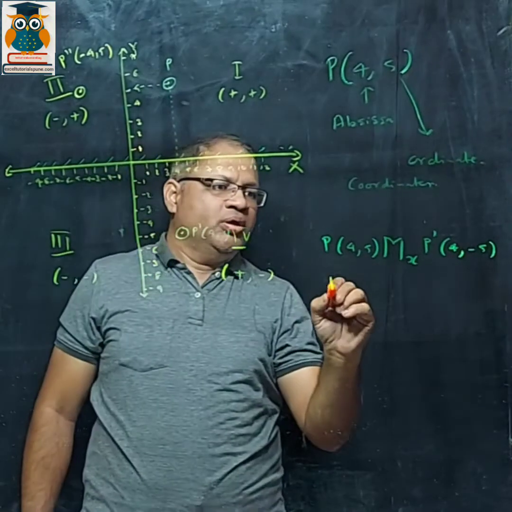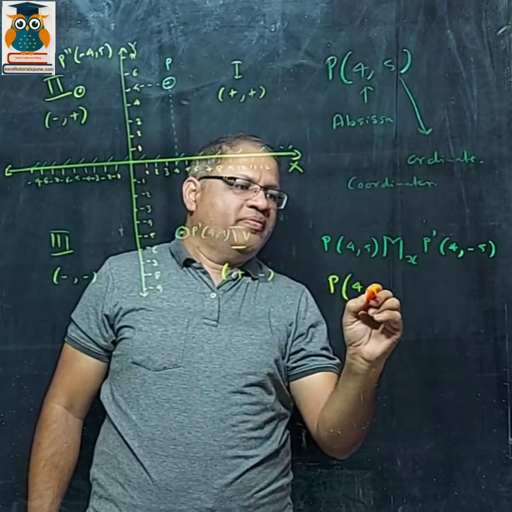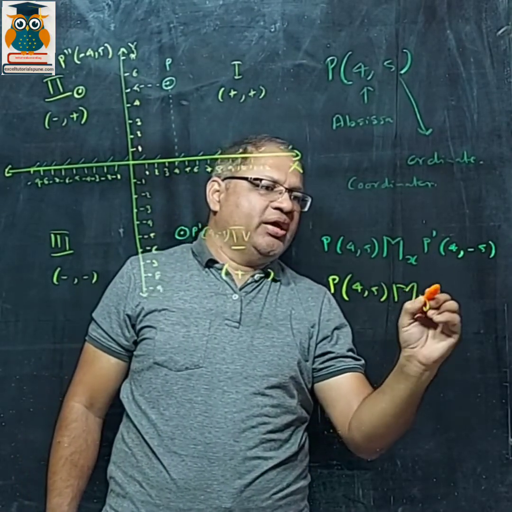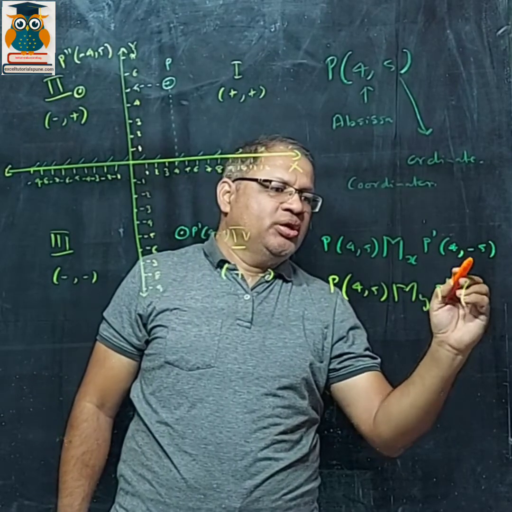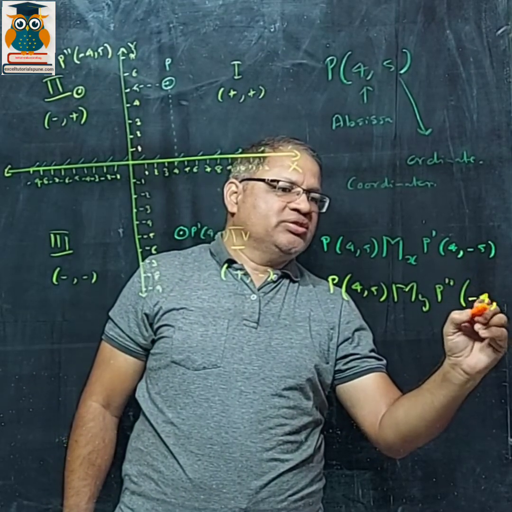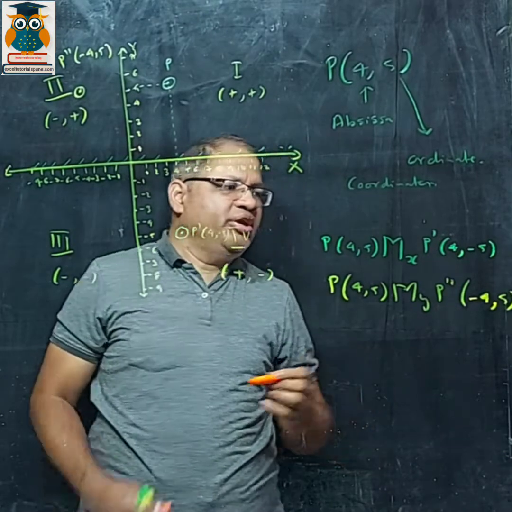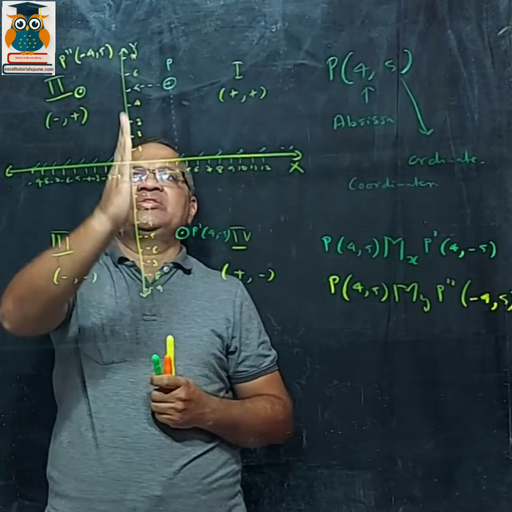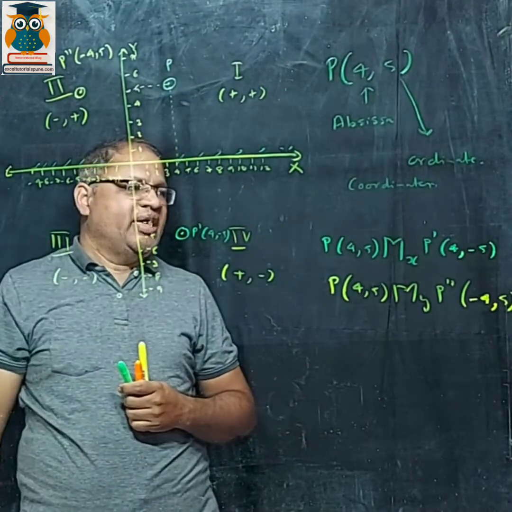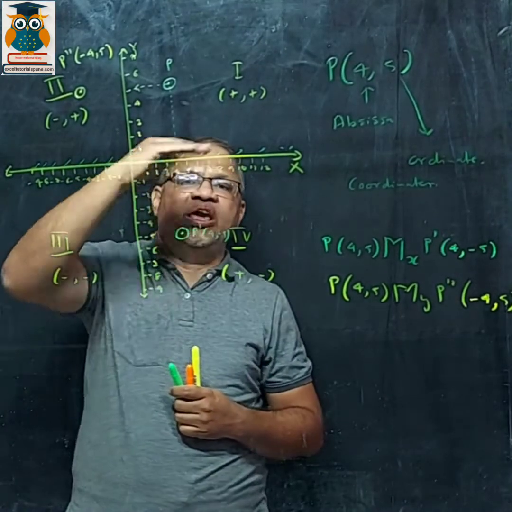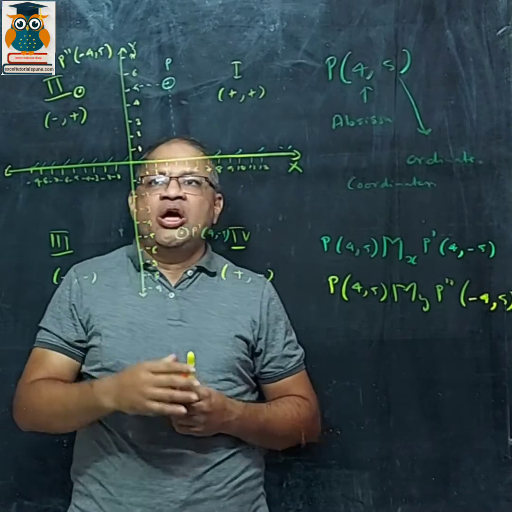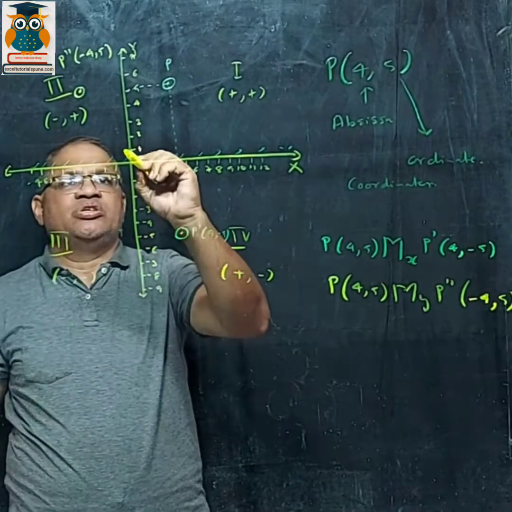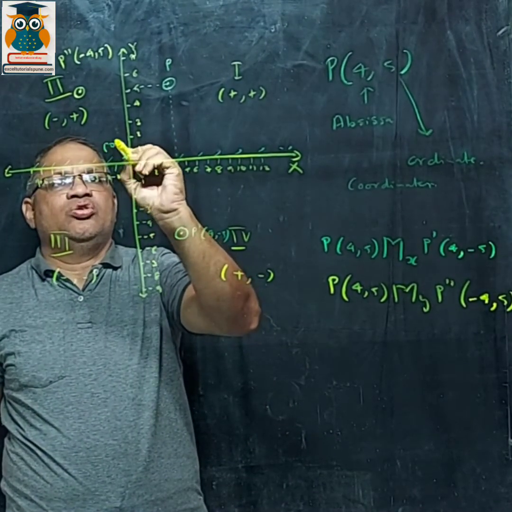Okay, so P (4, 5), reflection in the y-axis, P double dash, the x coordinate changes. Did you understand? Whenever there is reflection in the y-axis, the x coordinate changes, and whenever it's reflection in the x-axis, the y coordinate changes. How about the origin? Supposing this is the origin, (0, 0).